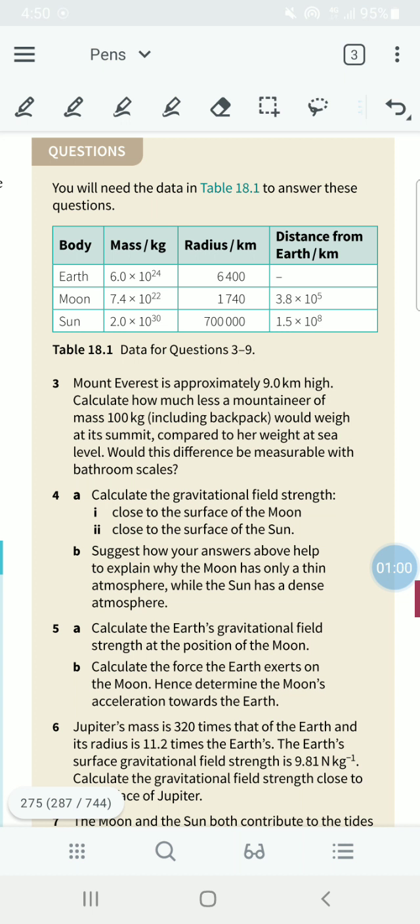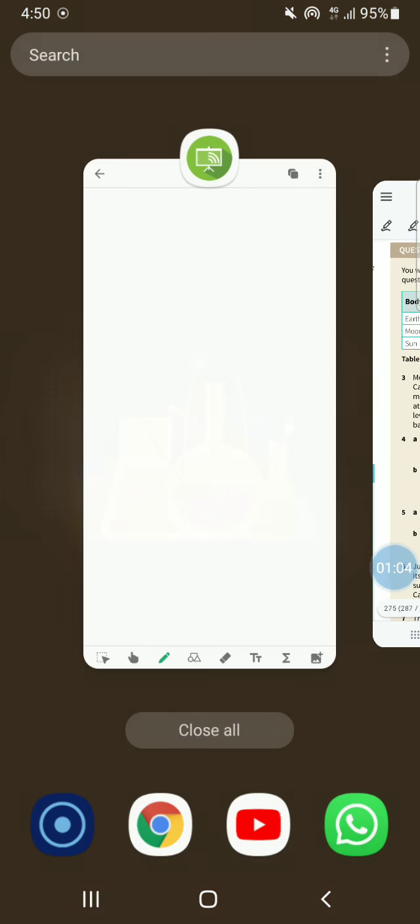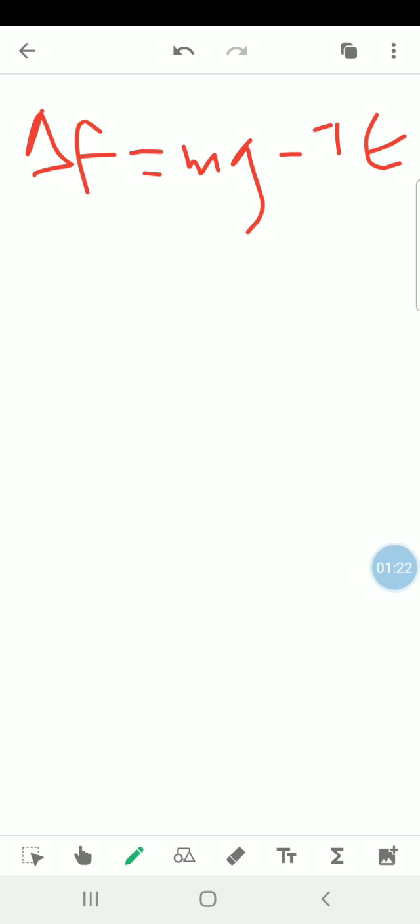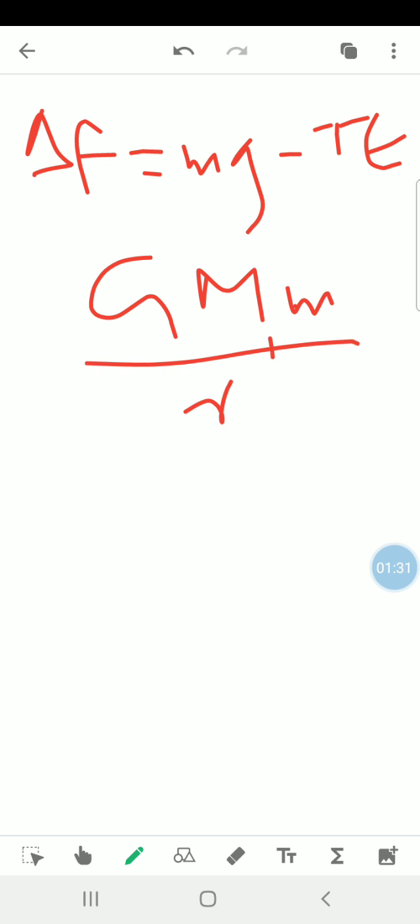So what is the equation that you can use? You can actually simplify this using your knowledge. The first thing that you need to do is, now delta F is what we need to figure out. Delta F is equal to weight at the surface. Weight at the surface is mg. Then weight at the top of Everest. To find that, you have to use the equation GMm upon r squared.